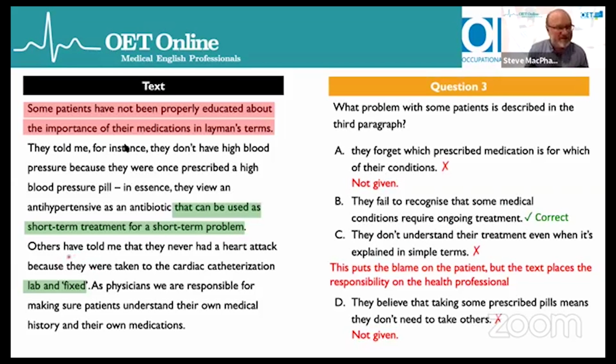And we got a second example, others. Others have told me that they have never had a heart attack because they were taken to the cardiac catheterization lab and fixed. They had a catheter inserted, they're fixed, they're better. They don't need to take any medication, or so they believe. It's not true, of course, and that's an implied meaning. Notice how it uses different words. They fail to recognize that some medical conditions require ongoing treatment. B is correct, and 74% of people got that right.